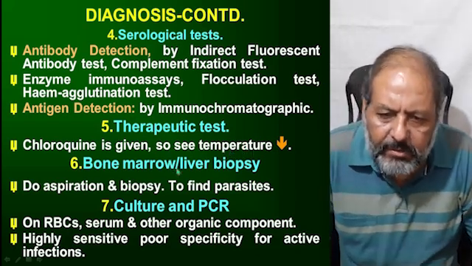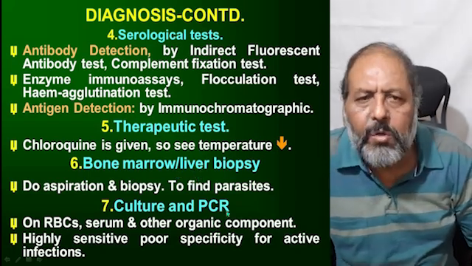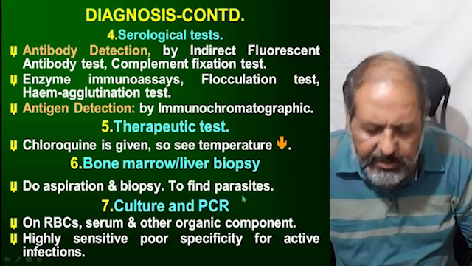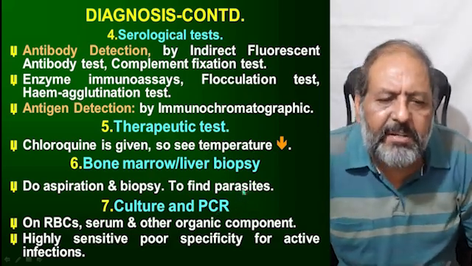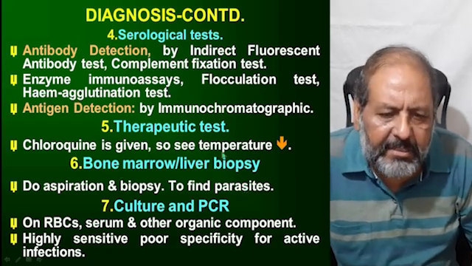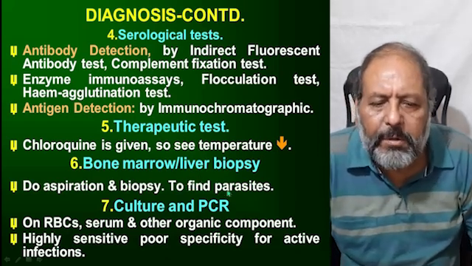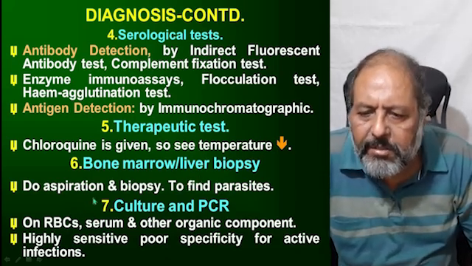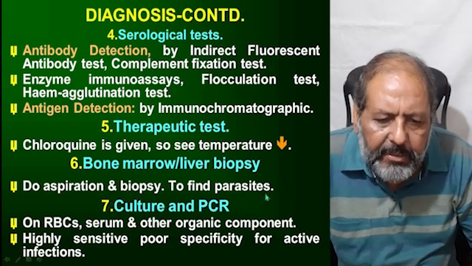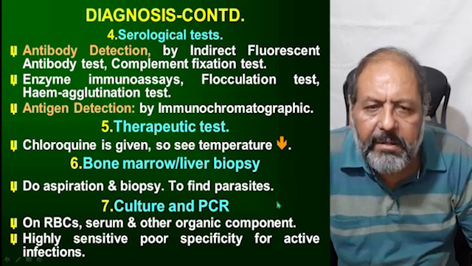Number 5 in the diagnosis is the therapeutic test. In the past, chloroquine was given to a suspected patient of malaria, and we would see a decrease in temperature and the patient recover, so that is a therapeutic test by chloroquine. Number 6 in diagnosis is bone marrow or liver biopsy, that is we do aspiration biopsy to find the parasite in the bone marrow or in the liver.